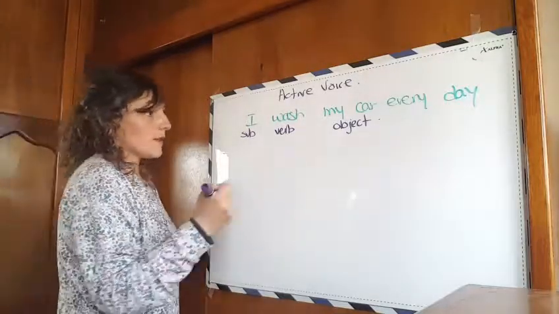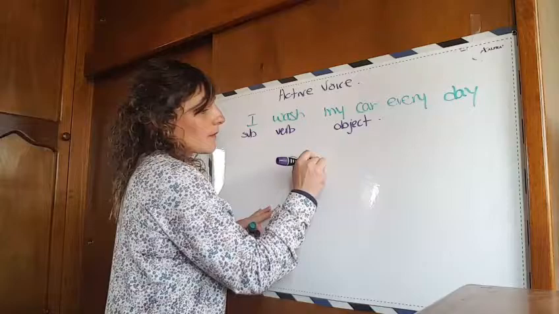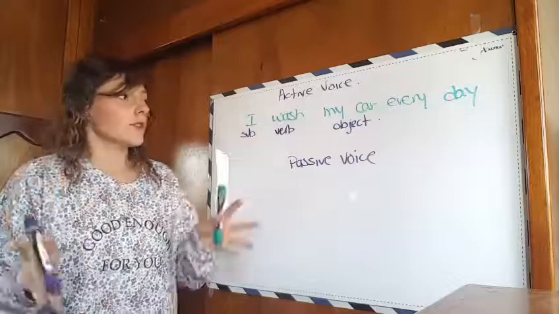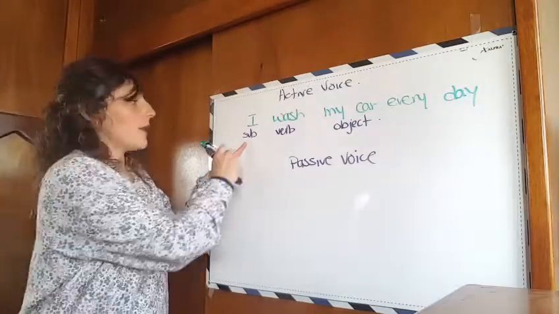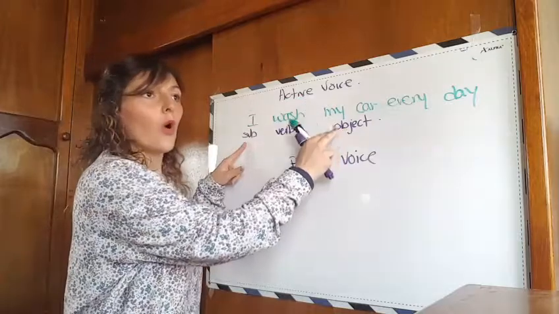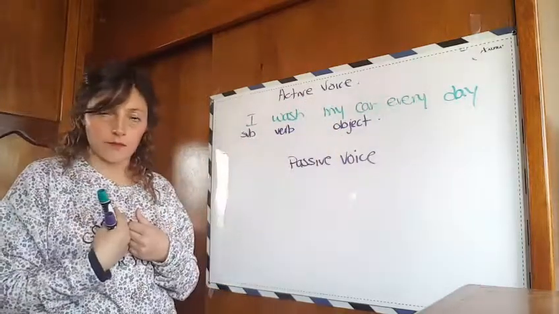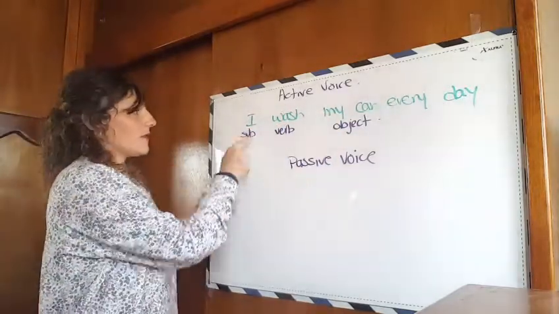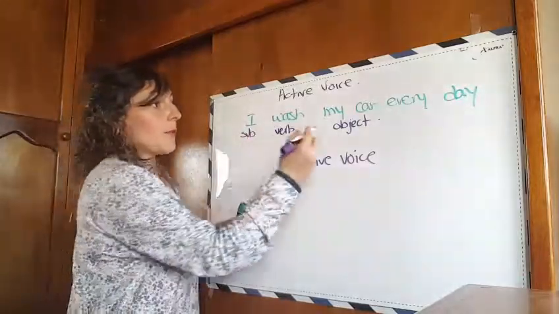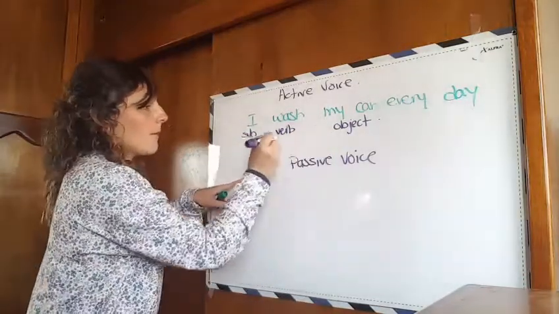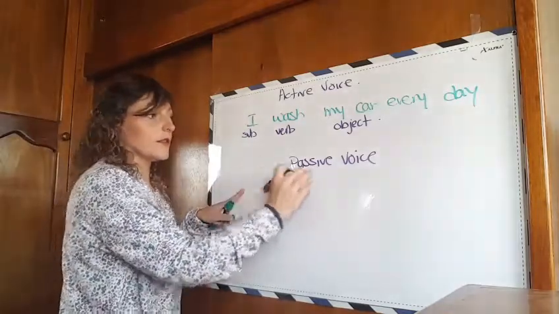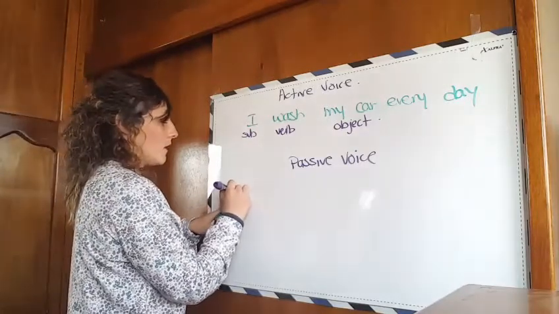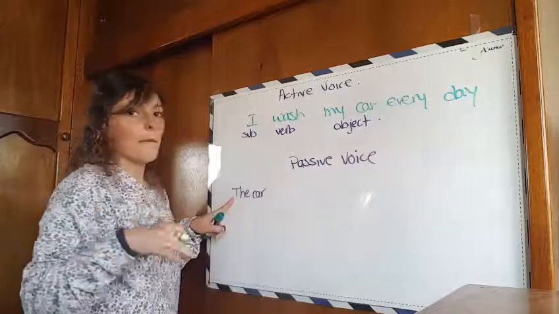Now, the passive voice is different. The passive voice is not concentrated on the subject, but it's concentrated on the person or the thing that receives the activity. Remember that in this case, my car receives the activity wash. And in the passive voice, this is not important. So I'm going to take my object and I'm going to use it as the subject in my idea for the passive voice. Okay? So I say the car or my car.